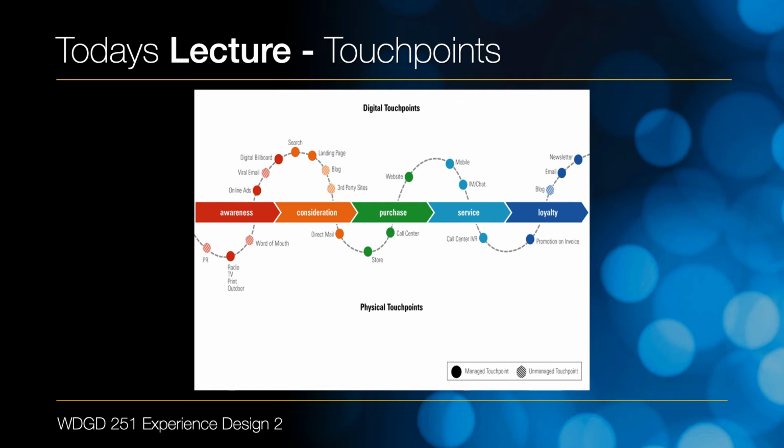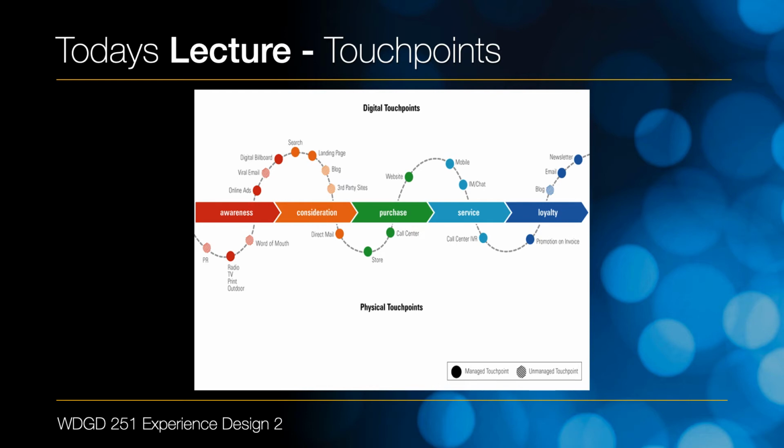Also, they've indicated the managed touch points and the unmanaged touch points. So the managed touch points are a solid color, and the unmanaged are like a stripy, not quite filled in thing. So that's good to know as well. So you have awareness, which is PR. I'm not sure why PR is not managed, because it sort of is, but maybe it's the perception of the way people receive PR. Radio, TV, print, outdoor, so traditional advertising, word of mouth, which is totally not managed.